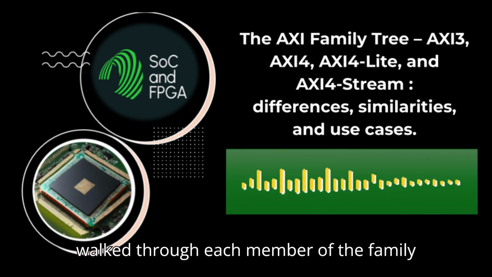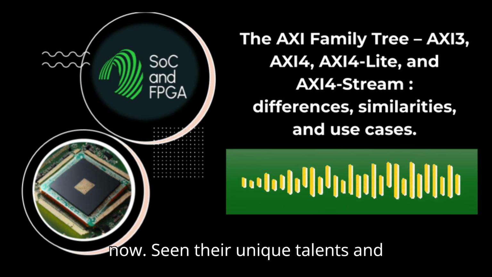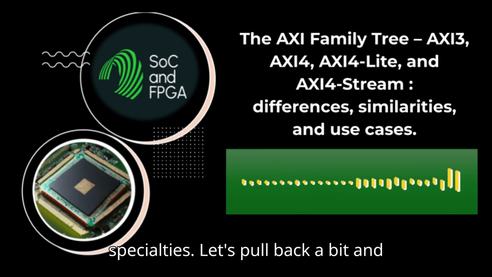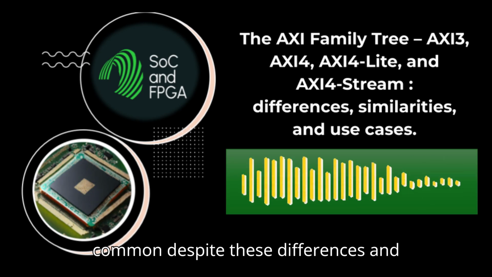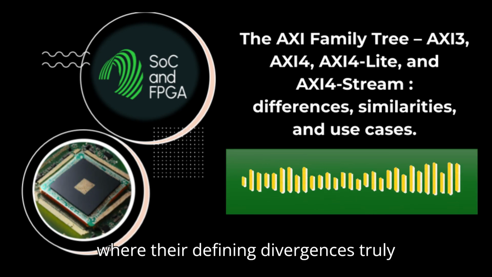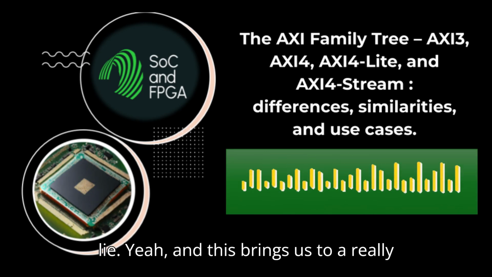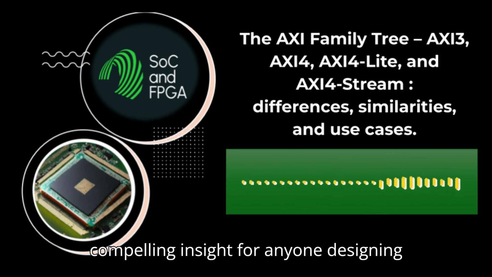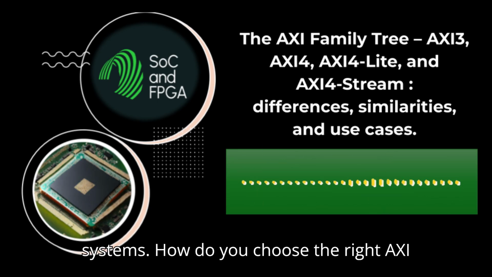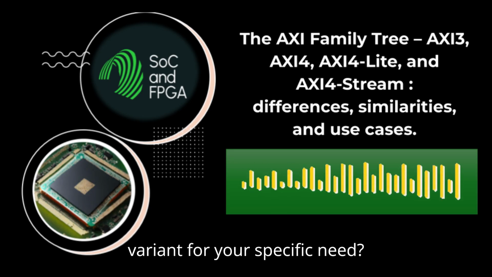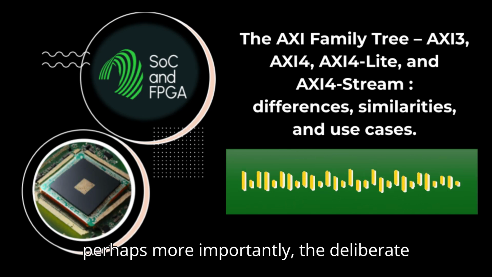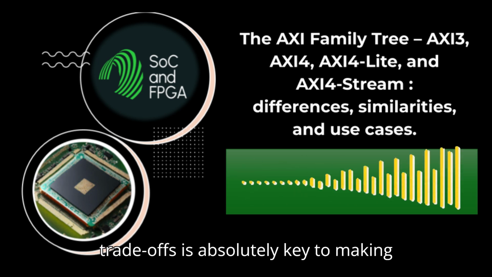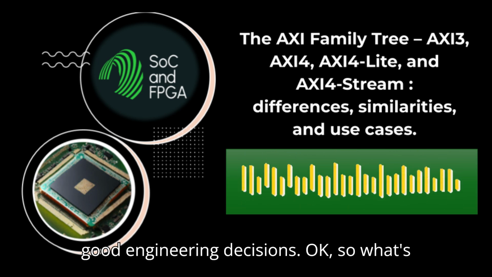We've walked through each member of the family now, seen their unique talents and specialties. Let's pull back a bit and really look at what they all have in common despite these differences, and where their defining divergences truly lie. Yeah, and this brings us to a really compelling insight for anyone designing systems. How do you choose the right AXI variant for your specific need? Understanding these commonalities, and perhaps more importantly, the deliberate trade-offs, is absolutely key to making good engineering decisions.